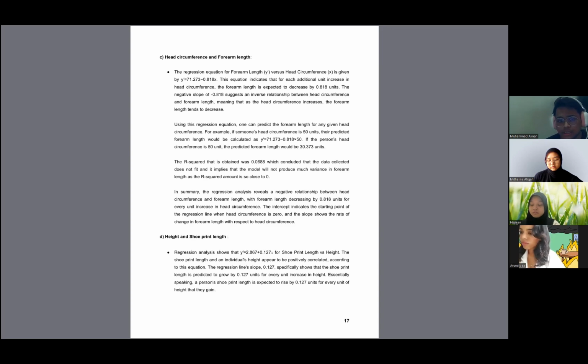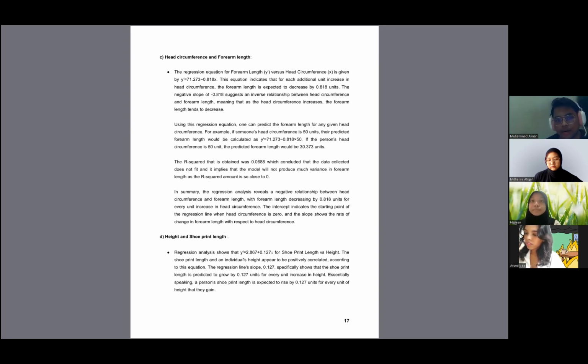So using this regression equation, one can predict the forearm length for any given head circumference. For example, if someone's head circumference is 50 units, their predicted forearm length would be calculated as y is equal to 71.273 minus 0.818 times 50. So if the person's head circumference is 50 units, the predicted forearm length would be 30.373 units.